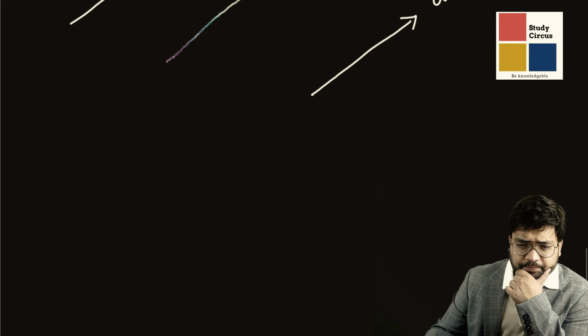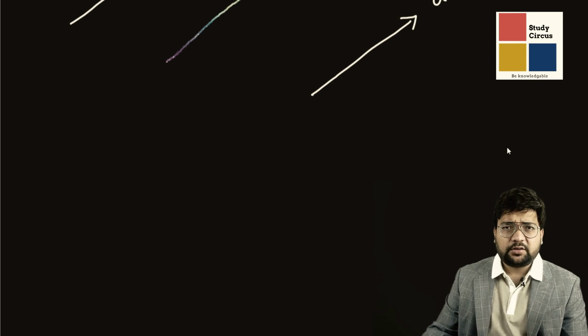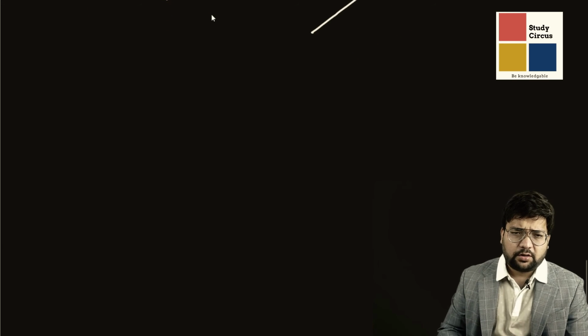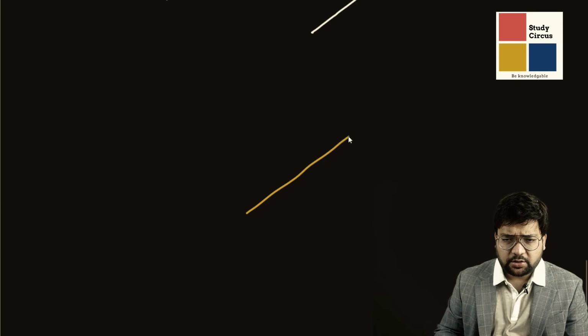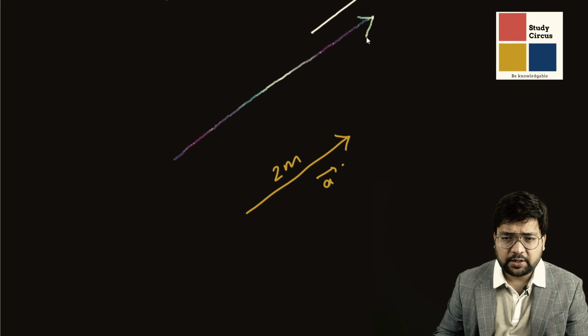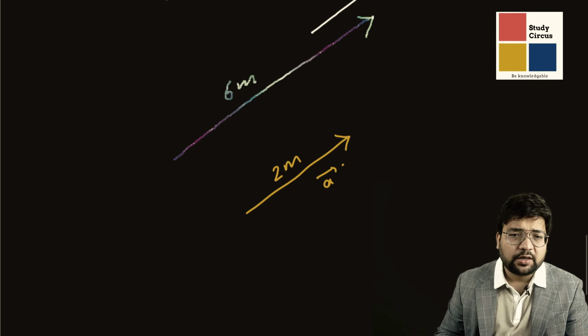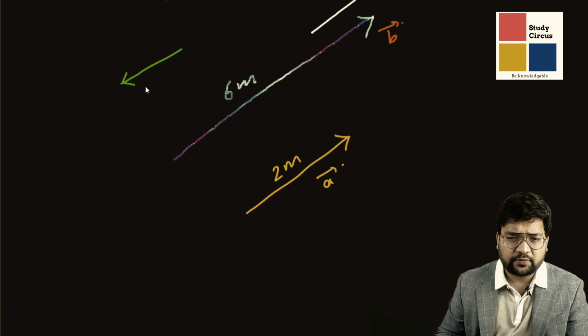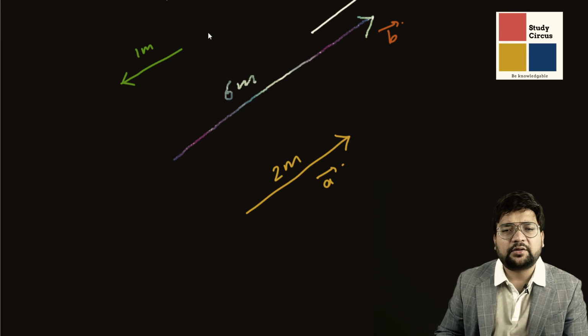So that's it here. Now let me ask you a simple thing. If I say this is a vector A, the length is, let's say, 2 meters. And I take another vector, let's say 3 times the magnitude of this, 6 meters, and it is parallel to A. Let's name the vector B. And I take another vector that is half the length of A, that is 1 meter only, but opposite to the direction of A and B. Let's name this vector C here.